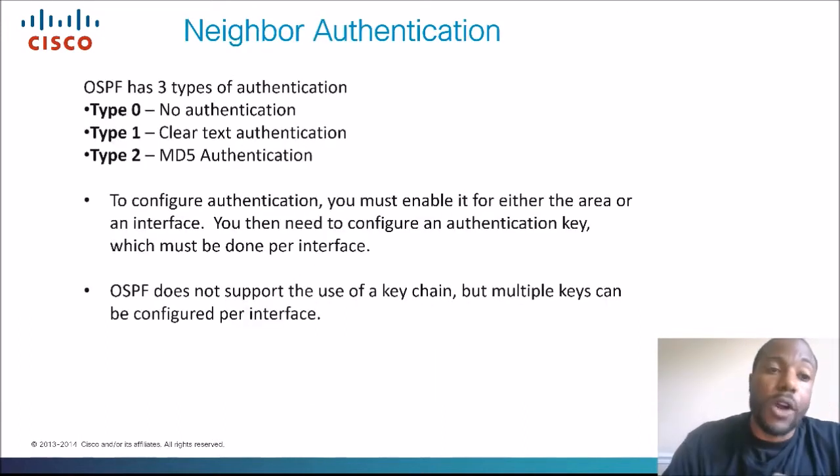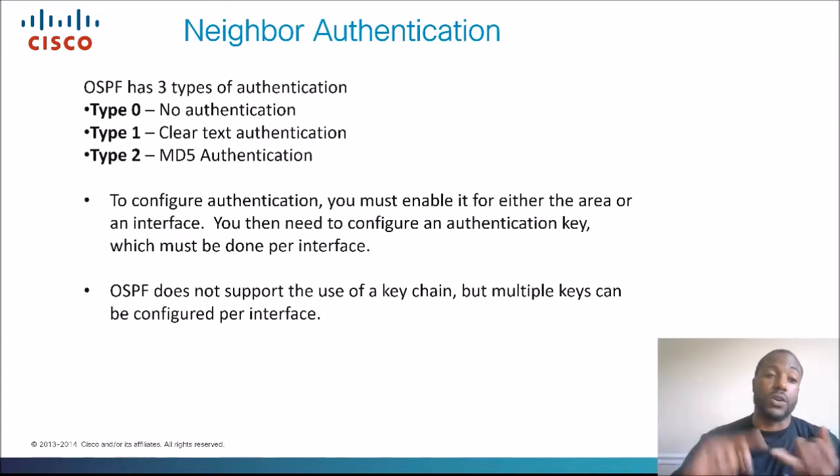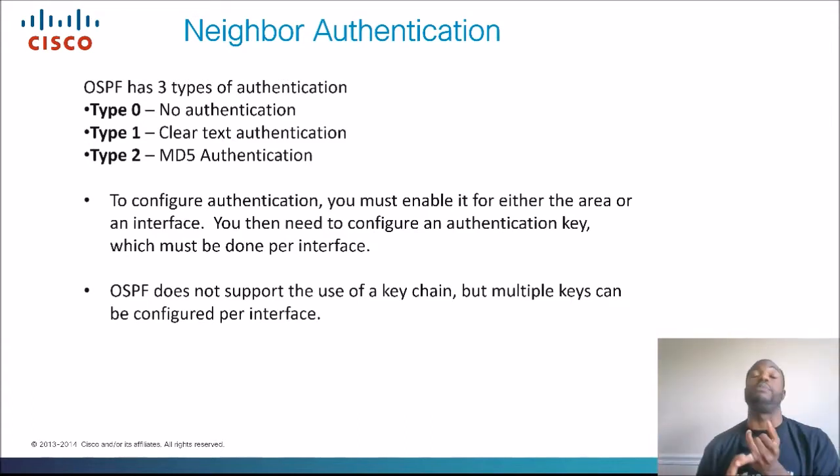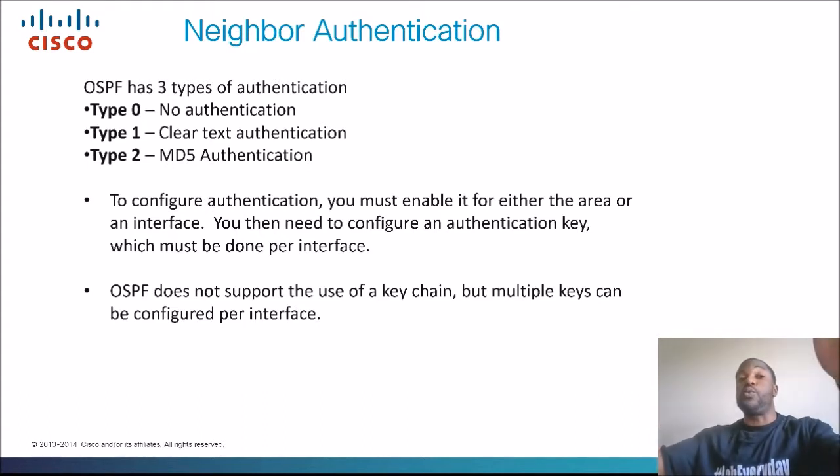When it comes to neighbor authentication, there are 3 types: type 0, type 1, type 2. In short, type 0 means no authentication. Type 1 means clear text, which means you can see the password written out.